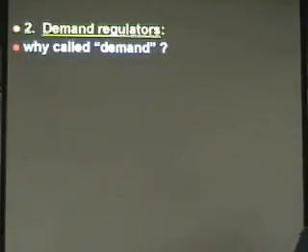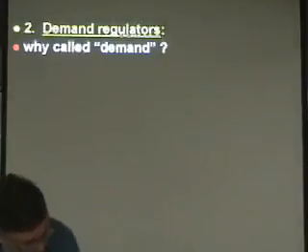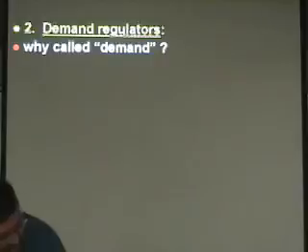The other kind of regulator is called a demand regulator. Demand regulators are used with masks that fit over your mouth and seal around your mouth and over your nose. They're called demand regulators because instead of having oxygen flowing all the time, demand regulators only send oxygen to the mask when you're breathing and inhaling. As soon as you exhale, it stops sending oxygen to the mask.